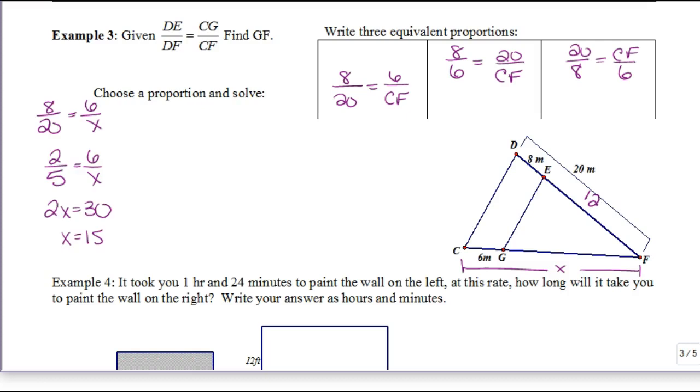And I get that x equals 15. But keep in mind, we have not answered the question. X represents CF, not GF. So I need to do a little bit more work in order to find the answer of what GF is. And since the whole thing was 15, we knew that we've already used up 6. The remainder part of it will be 9.